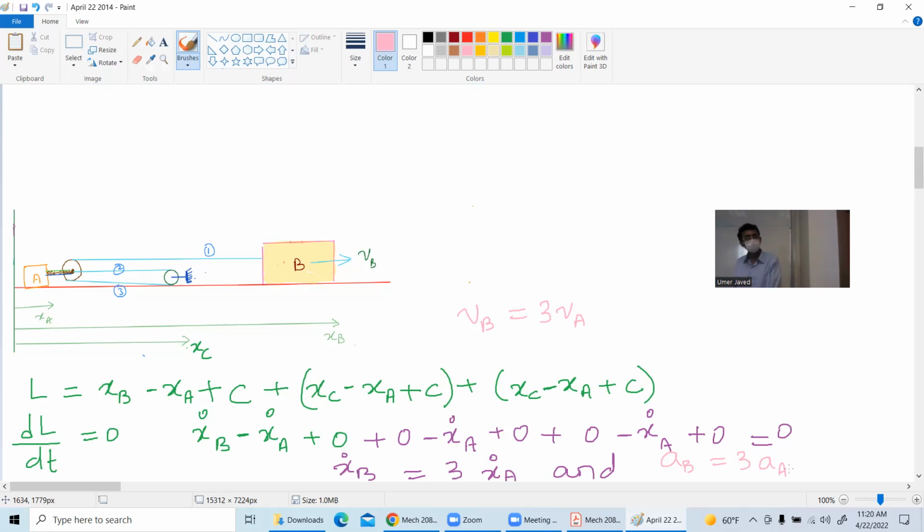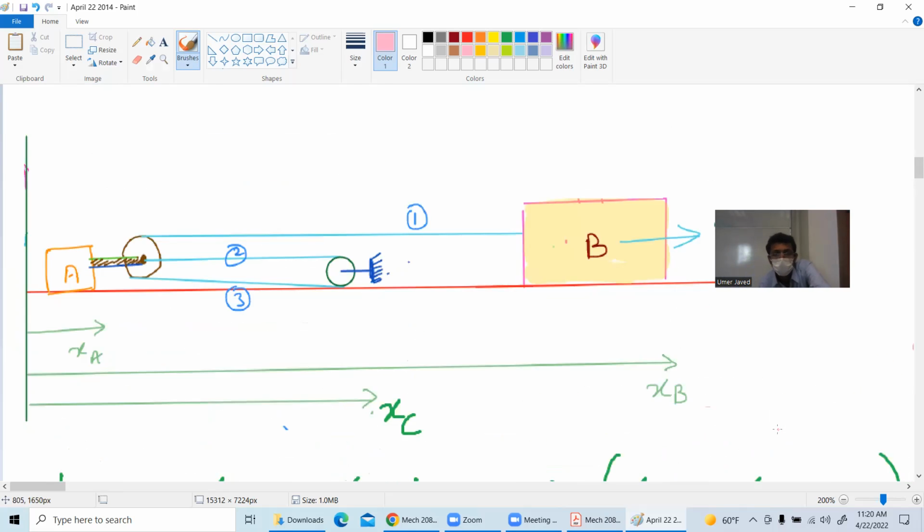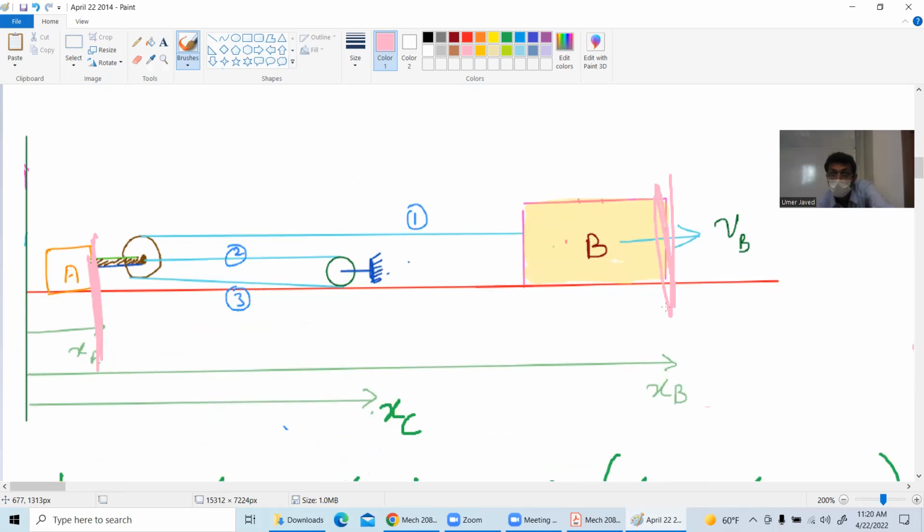What's C stand for? I don't understand. Constant. What's the length of the constant? Like which part is C? Okay, I will explain. I just skipped it. XB minus XA. Look, this is your XA, this is your XB. So XB minus XA is this one, correct? Yes. You see this distance, this is a constant, C1.